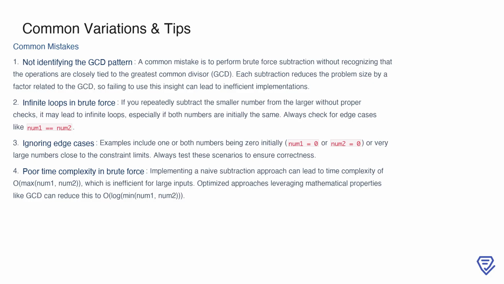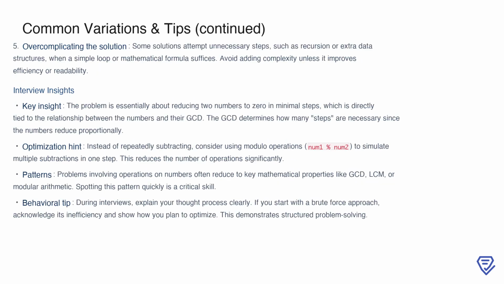Situations like one or both numbers being 0 or handling very large inputs near the constraints can easily be overlooked. Lastly, brute force methods often lead to poor time complexity, scaling as O(max(number1, number2)), which is impractical for large numbers. Using mathematical optimizations can significantly improve this to O(log(min(number1, number2))). Overcomplicating the solution is another trap to avoid. Some approaches unnecessarily use recursion or additional data structures when a simple iterative loop or modulo operation would suffice. Simplicity is key unless complexity introduces clear benefits in efficiency or readability.